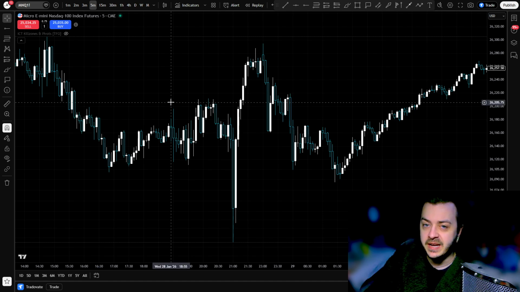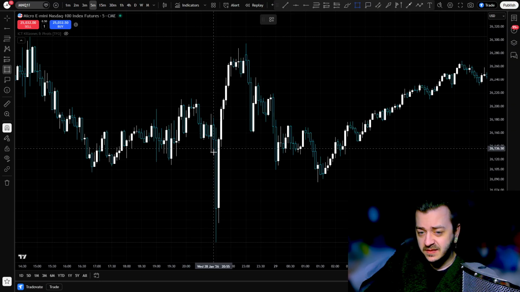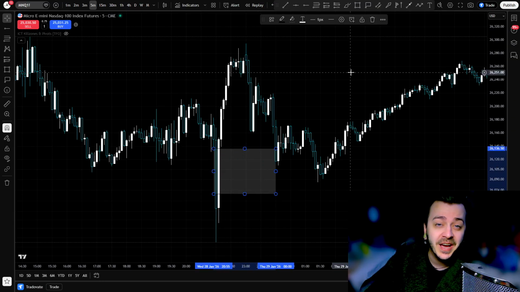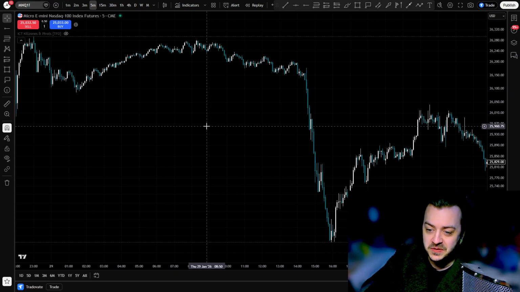And then you can see there wasn't really anything else here. There was a 3-minute here, which looked like this. But the stop loss was so big on it, I didn't take it. It's very simple. Stop loss was like 50 or 100 points or something.